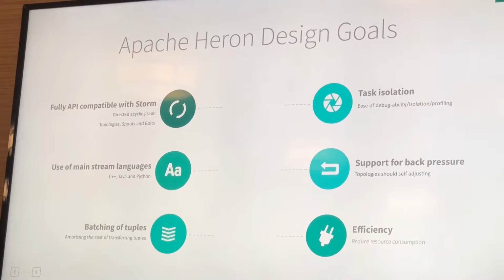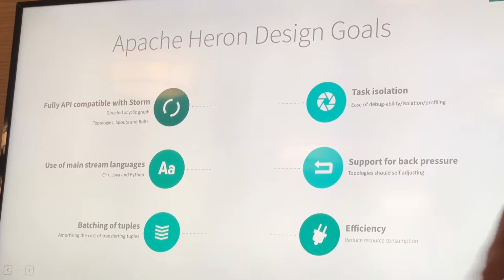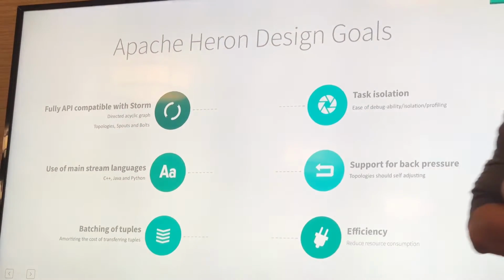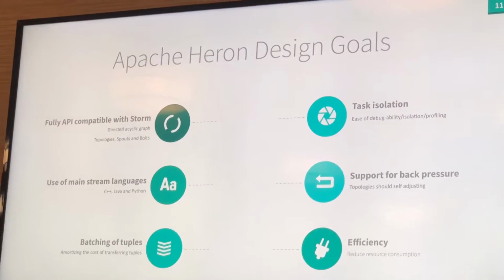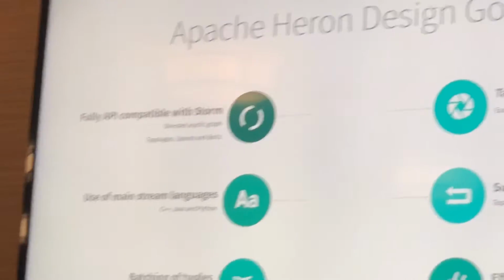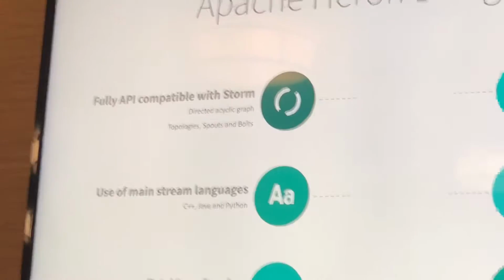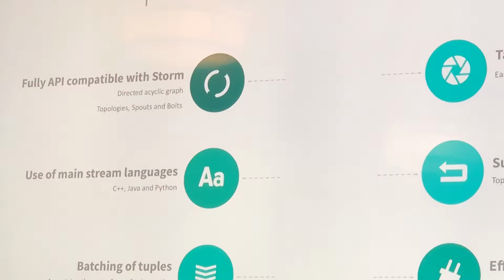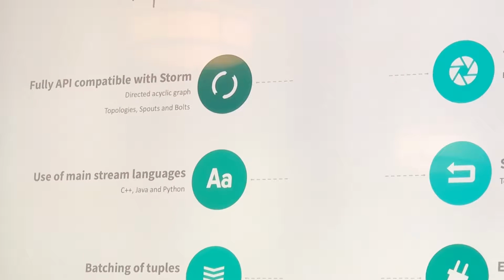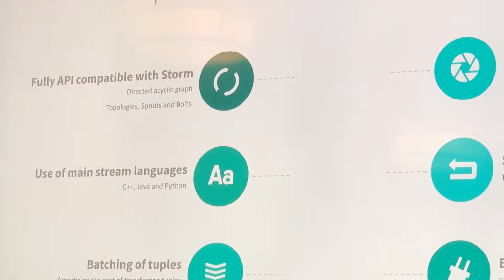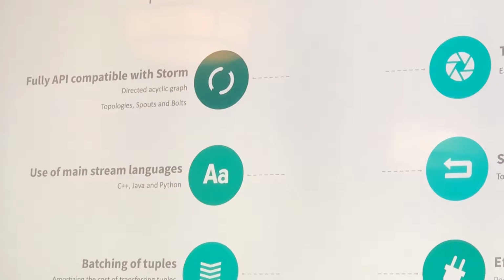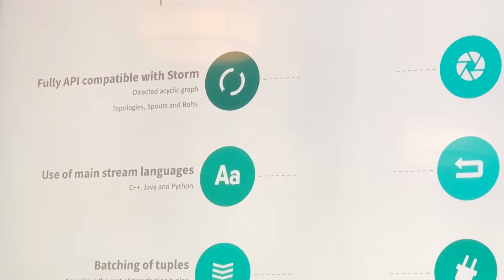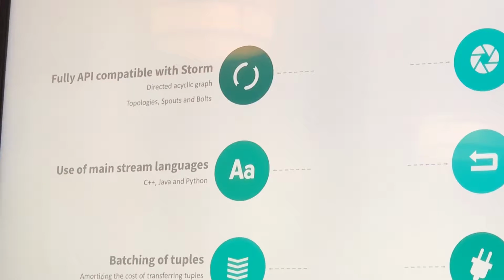Heron had some hard requirements. The first one is that it must be fully API compatible with Storm, because our internal production jobs at that time numbered over 100, and they were all written in Storm. So we wanted to minimize the migration cost for our users. This is a very high priority, and also we want to use mainstream languages.